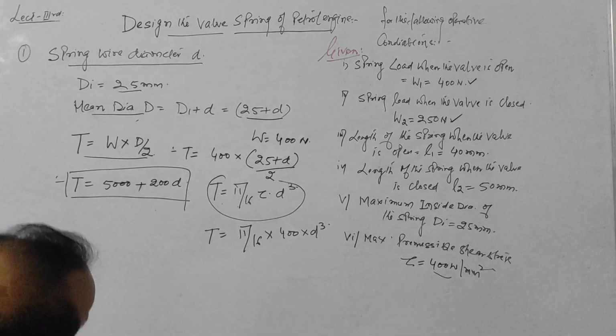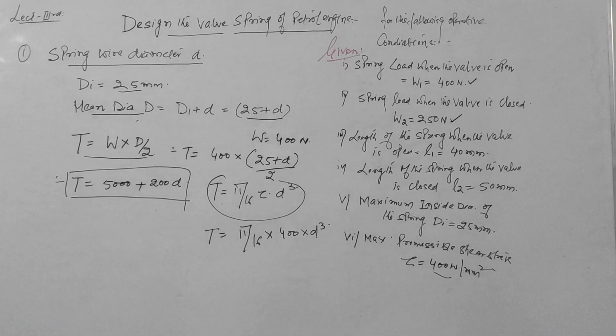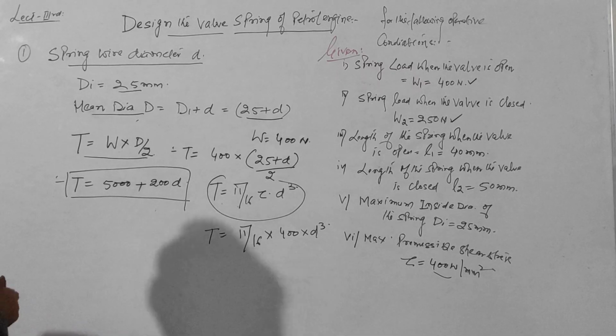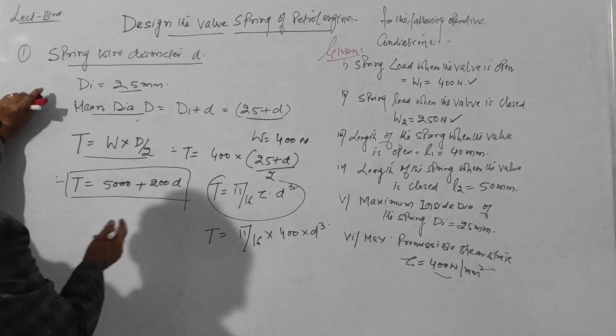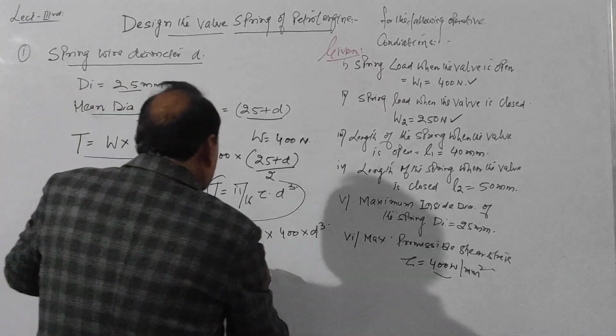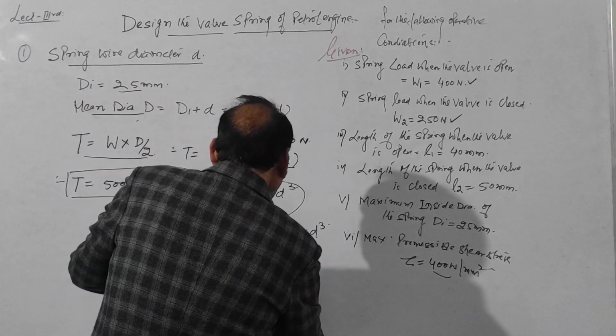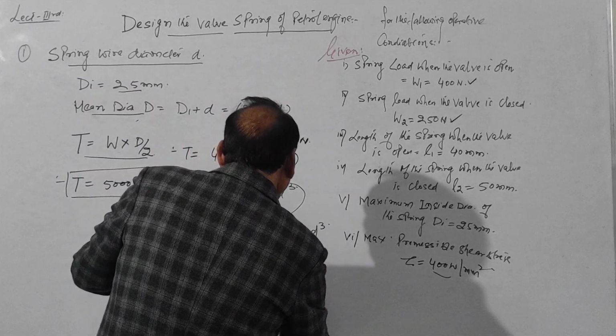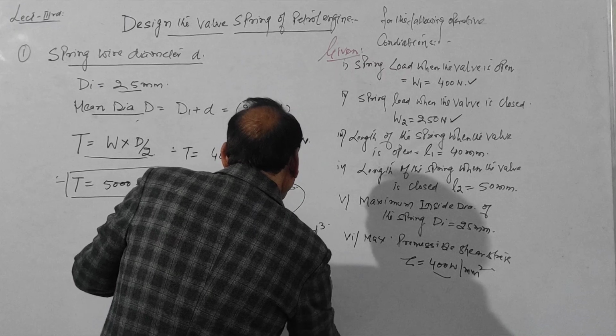So this is 78.55 d cube, right? This is 78.55 d cube. So therefore, this equation and this equation are the same. So you can say this is equal to 78.55 d cube, right?